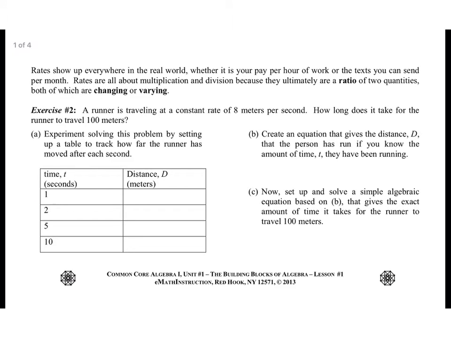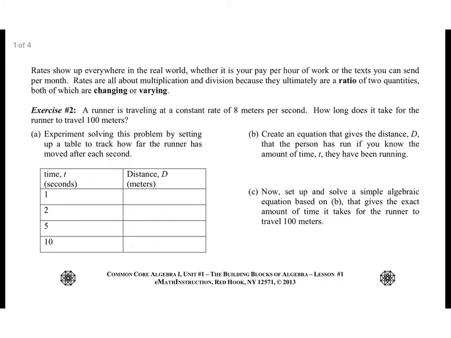Rates show up everywhere in the real world, whether it's your pay per hour of work or the texts you can send per month. Rates are all about multiplication and division because they ultimately are a ratio of 2 quantities, both of which are changing or varying. A runner is traveling at a constant rate of 8 meters per second. How long does it take for the runner to travel 100 meters?